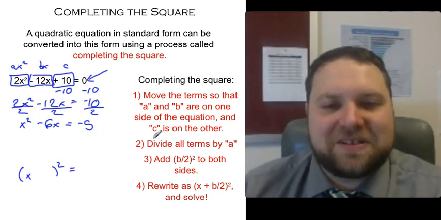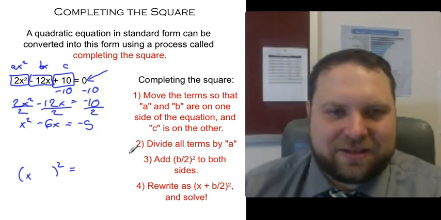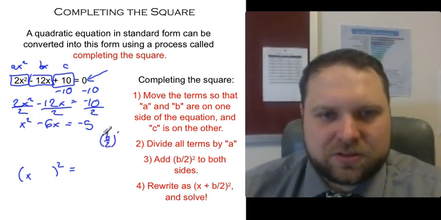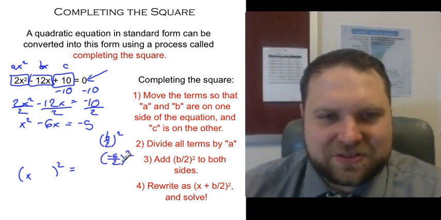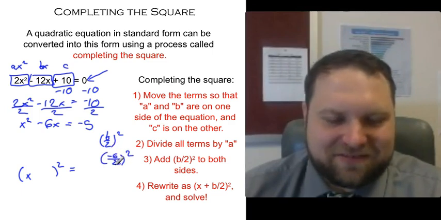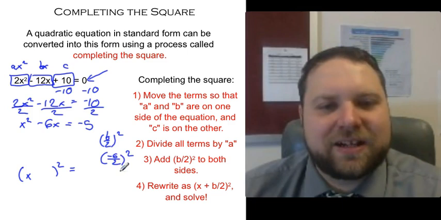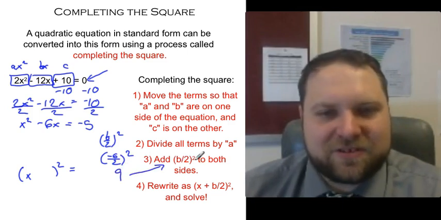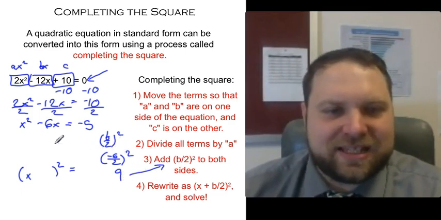Now, the way I have to do this is where step 3 comes in. The number that I can add to the end of this that's going to make it a perfect square is b over 2 squared. Well, b in this case is negative 6. So it's negative 6 over 2 squared. Well, negative 6 divided by 2 is negative 3. Negative 3 squared is 9. So b over 2, and then take that value and square it, in this case happens to be 9.